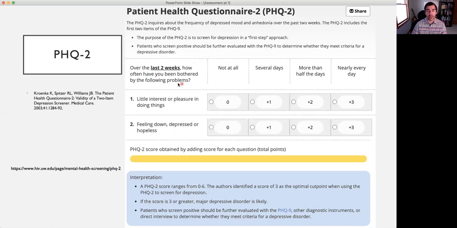And so a person would be administered this questionnaire, meaning they would be given it and asked to fill it out. Basically, over the last 2 weeks, how often have you been bothered by the following problems? Little interest or pleasure in doing things. Again, that means anhedonia. That's what that term means. And then feeling down, depressed, or hopeless. So this is really the mood component of depression. And you can respond not at all, several days in the past 2 weeks, more than half the days in the past 2 weeks, or nearly every day.